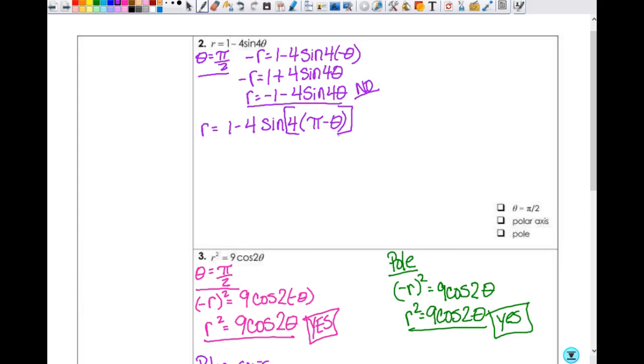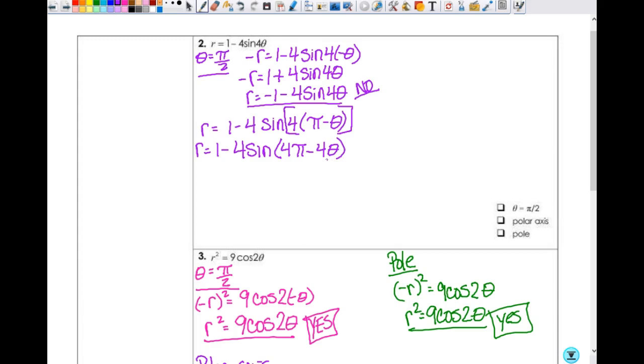We have sine of a minus b on our chart, but we don't have the sine of that on our chart, right? So we need to fix this into something that we know how to do, which means the thing we're taking the sine of is just regular old stuff, and we can just distribute that 4 in there. So we get r equals 1 minus 4 times the sine of 4 pi minus 4 theta. Does that make sense to you? So now I have the sine of a minus b.